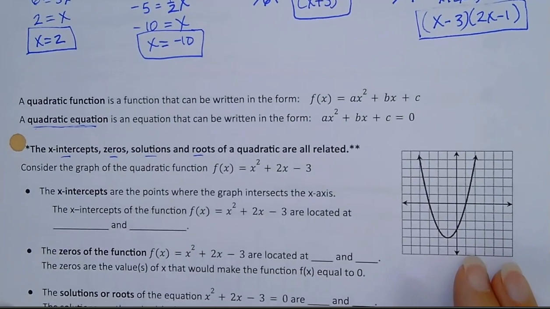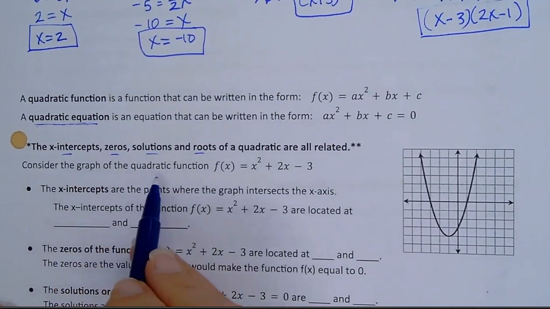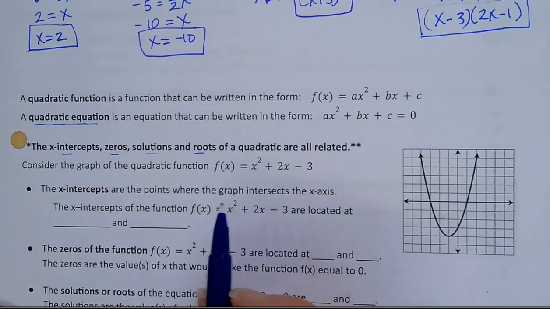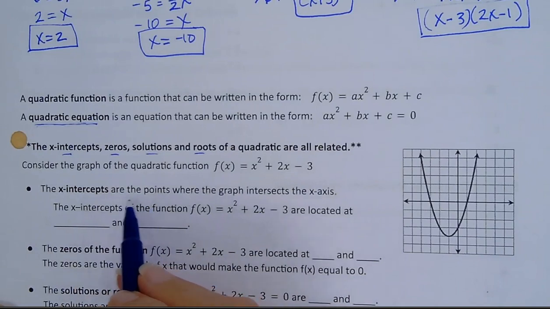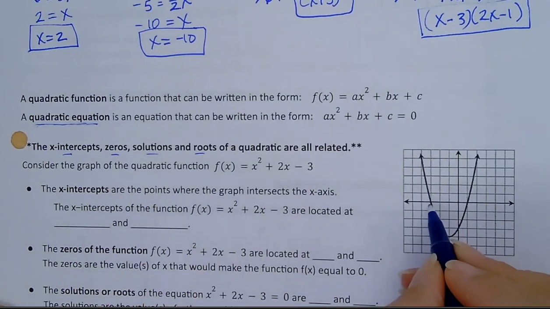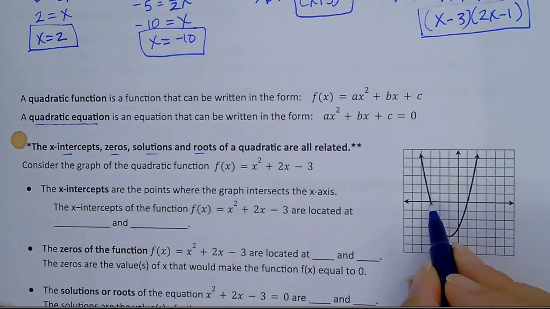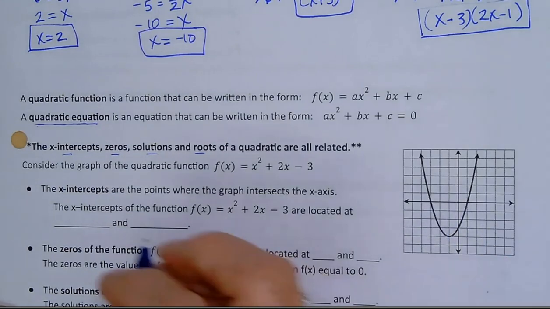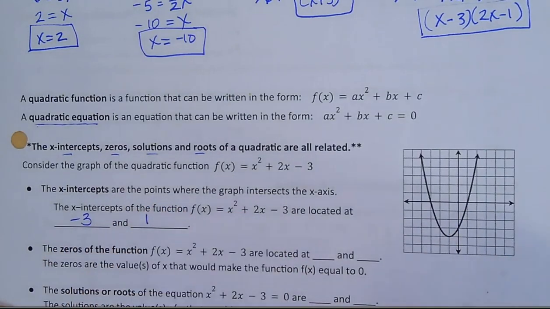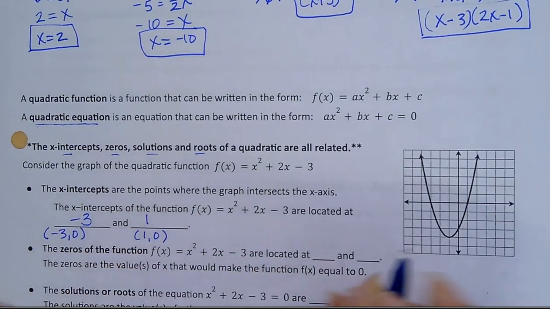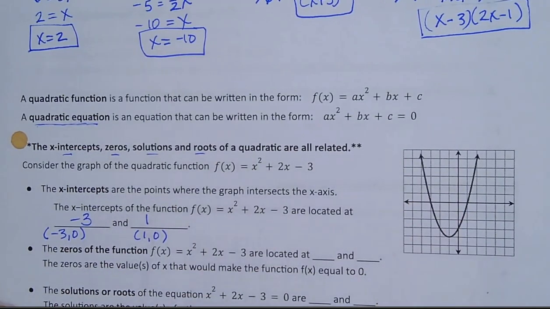All right. So consider the graph of this quadratic function, f of x equals x squared plus 2x minus 3. The x-intercepts, if I graph it, are the points where the graph intersects the x-axis right here. These are my x-intercepts. Okay? The x-intercepts of the function that we are talking about are located right here at negative 3 and 1. Or if we wrote it as an ordered pair, it would be negative 3, 0, and 1, 0, because those are the points at which we cross that x-axis.